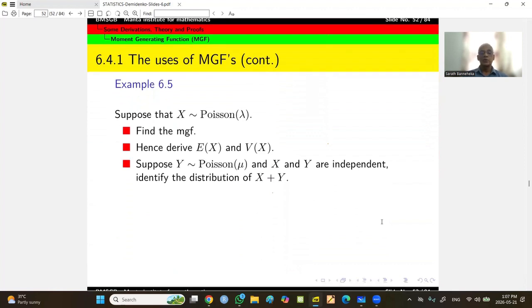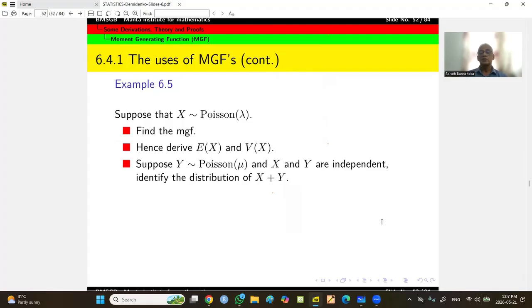Suppose x has a Poisson distribution. So let's find out the moment generating function of x first. And let us again get the expected value of x and the variance of x. We already know, theory we have done. For the Poisson, expected value of x is lambda and variance of x is also lambda. But let's see whether we get those things using the moment generating functions also.